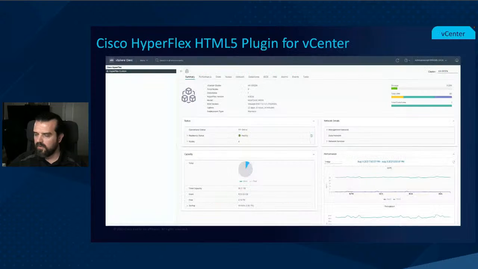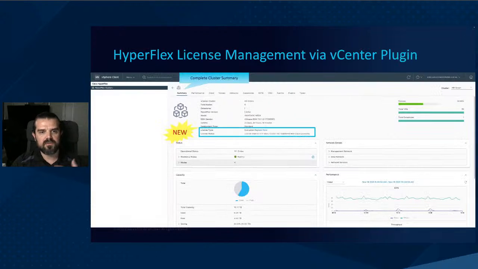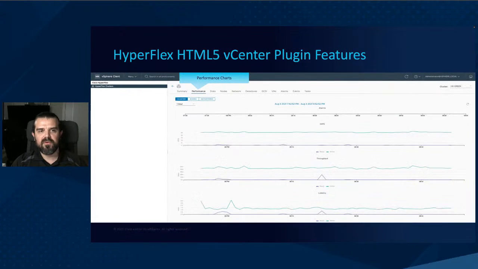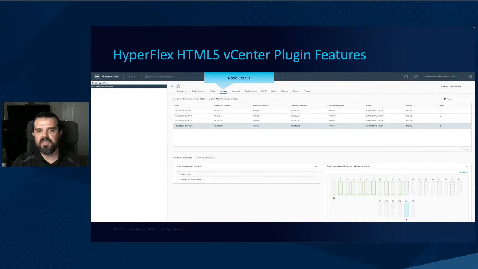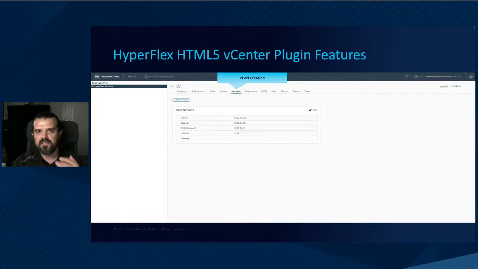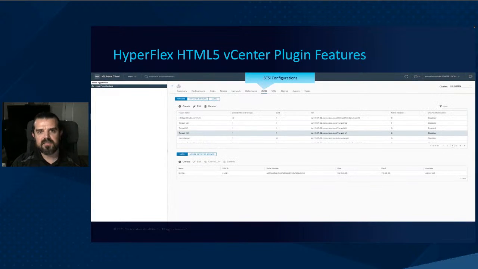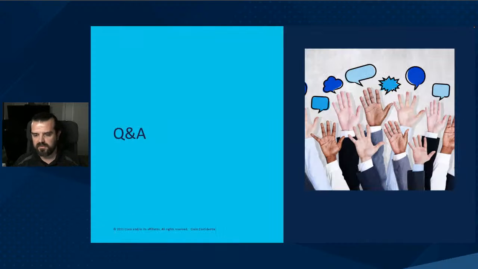Let me show you also the vCenter plugin. We have a full-featured vCenter plugin, which gives us a lot of information. We can see what's going on. We can look at performance. We can look at the drive status, node status, network status, VLAN creation, iSCSI information, and so on and so forth. This was my last slide.